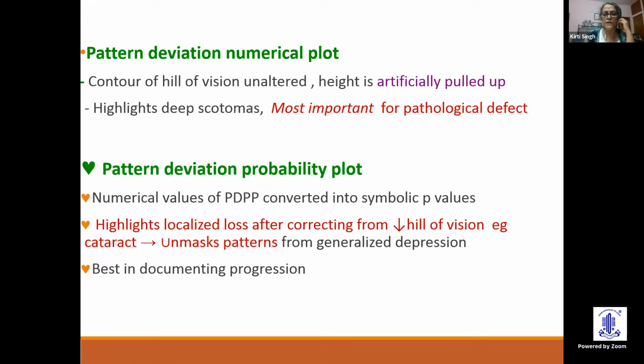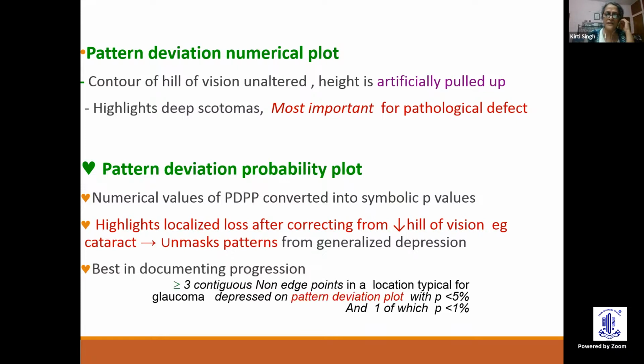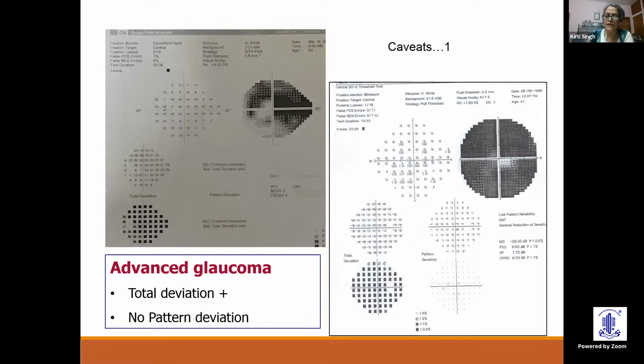Now we come to the most important thing in glaucoma, the pattern deviation numerical plot and pattern deviation probability plot. The contour of the hill of vision is unaltered, but the height is artifactually pulled up. It highlights the deep scotomas, and it's most important for pathological defects. This basically unmasks the patterns from generalized depressions. If you remember your Kodab-Parrish-Anderson criteria, what was it? 3 contiguous non-edge points in a location on the pattern deviation plot. The criteria use this, and the GHT also uses this, to say what is an abnormal field. However, there are some caveats to it.